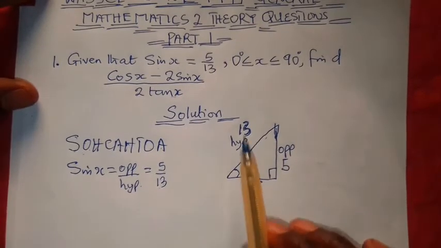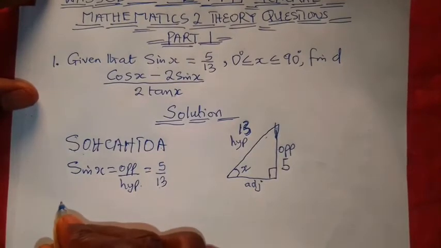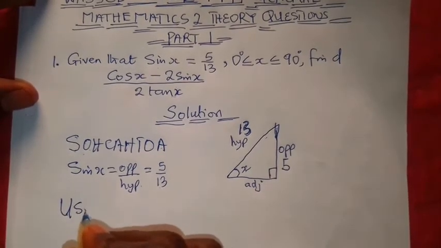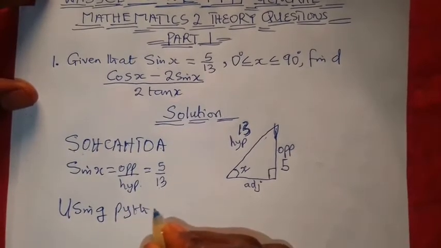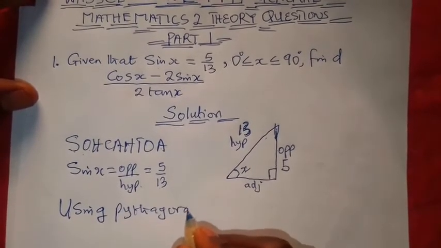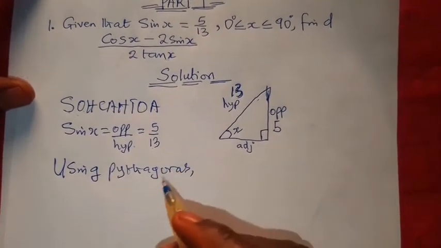Since we are talking about the relationship between the 3 sides, we are going to be using the Pythagoras theorem. So we say, using Pythagoras. How do we use the Pythagoras to solve this problem? Here is how we'll go about it.